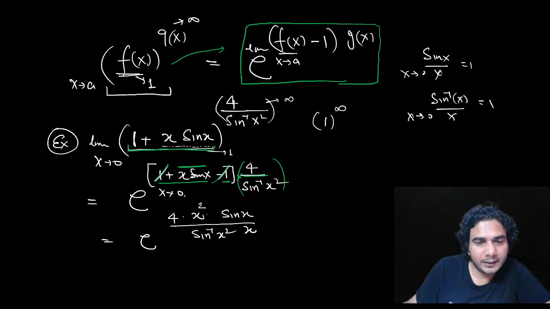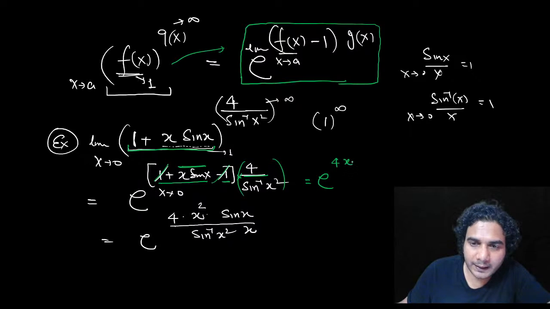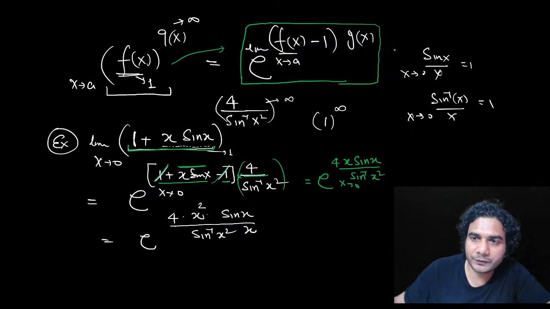All right. Now it will be 4 times x sine x. So I've multiplied x sine x. I'll write this step: e raised to 4 times x sine x upon sine inverse of x square. Now it is pretty simple because these are standard forms. So I'm going to use these two standard forms.